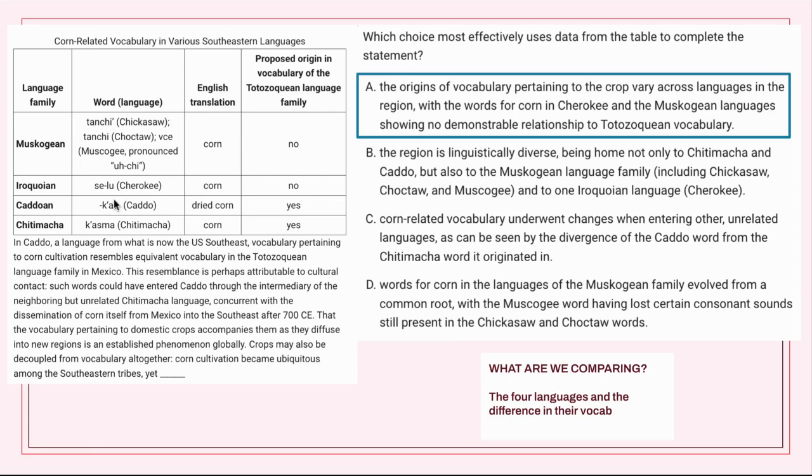So I don't really think Caddo is where the divergence is. I think over here, these other two languages are where the divergence is, because this entire passage is about how Caddo and Chitimacha are sort of similar to the Mexican language.